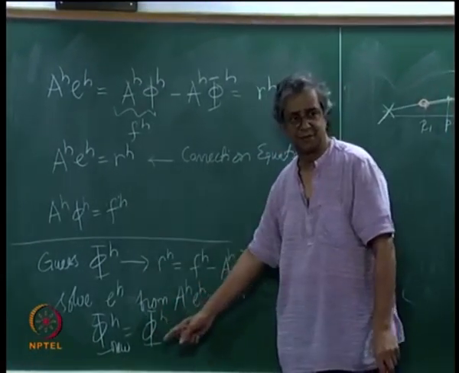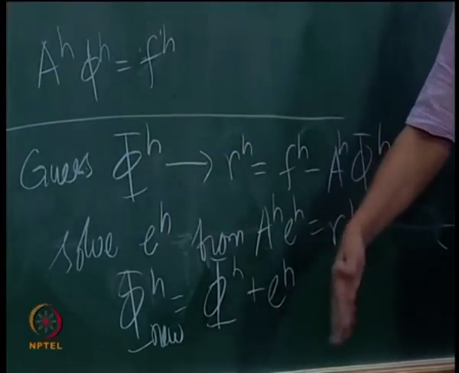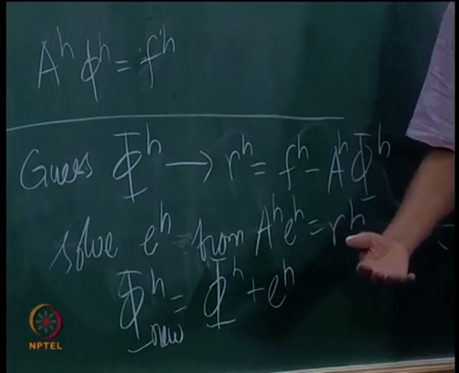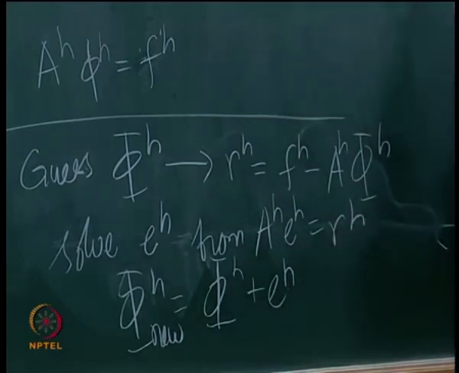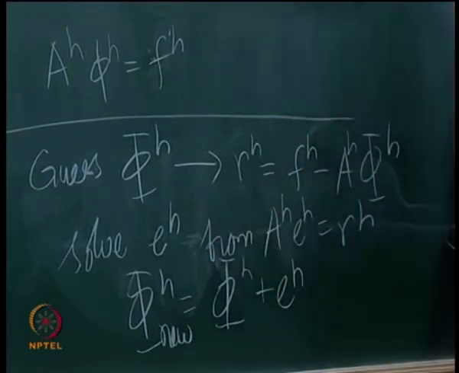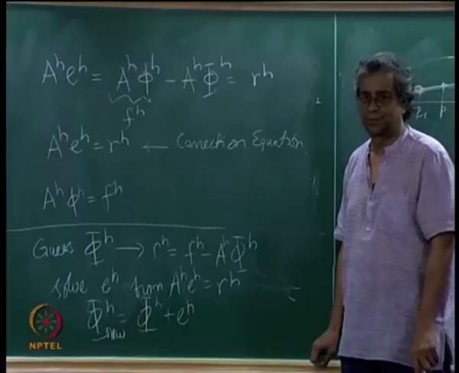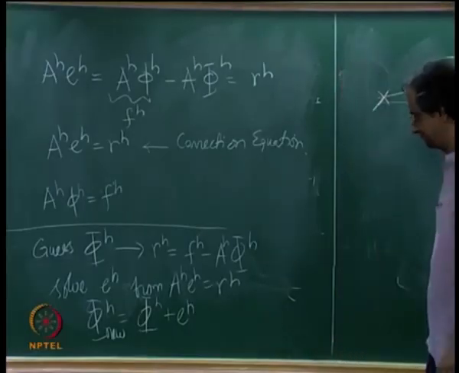Am I making sense? So in theory you could use this equation. It looks a little contrived, but I just want to show it is equivalent to solving the original equation. Solving for this correction is equivalent to solving the original equation. Is that fine, everyone? Okay. Now we go one step further.